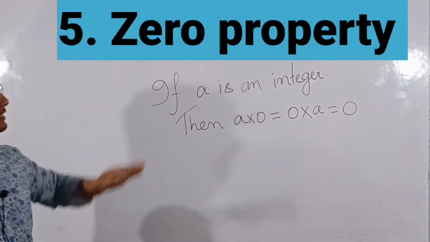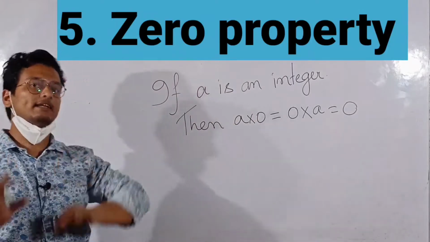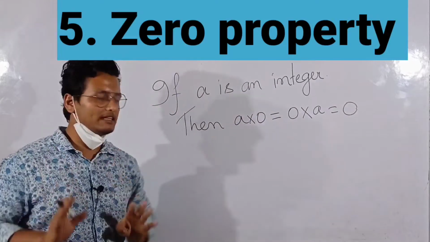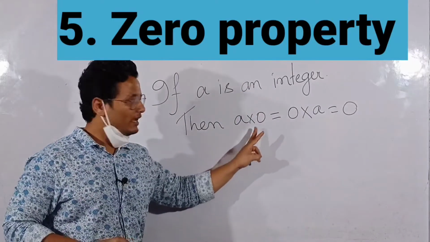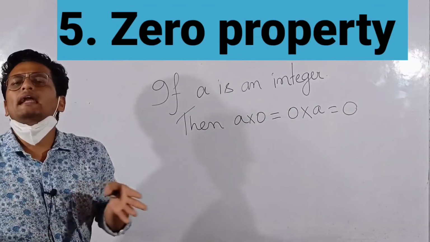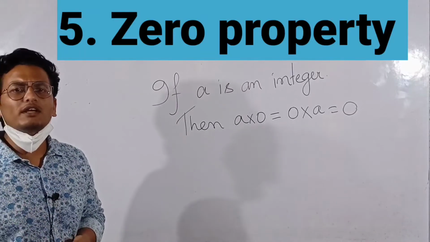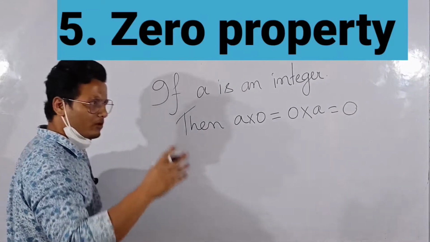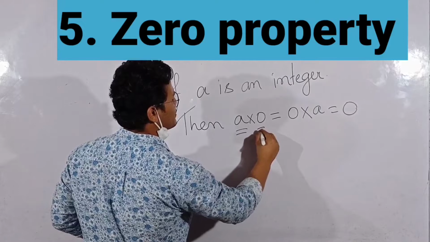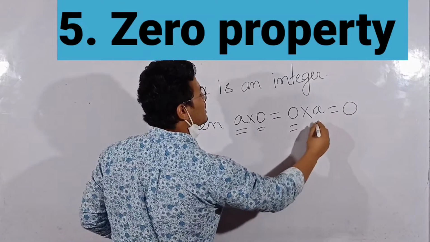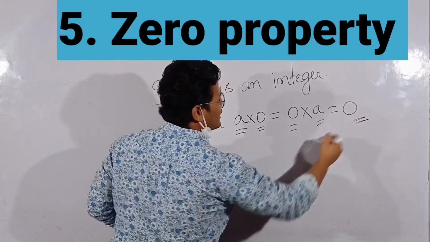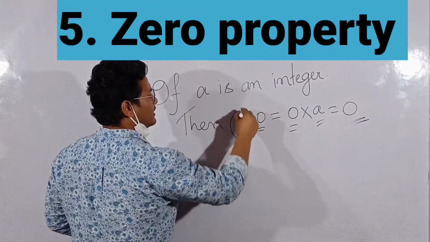The next property is the zero property, and as the name tells, what is the property? If a is an integer, then a into 0 is equal to 0 into a is equal to 0. That means whenever we multiply any integer with 0, what answer do we get? 0. Any number we multiply with 0, what answer do we get? 0.